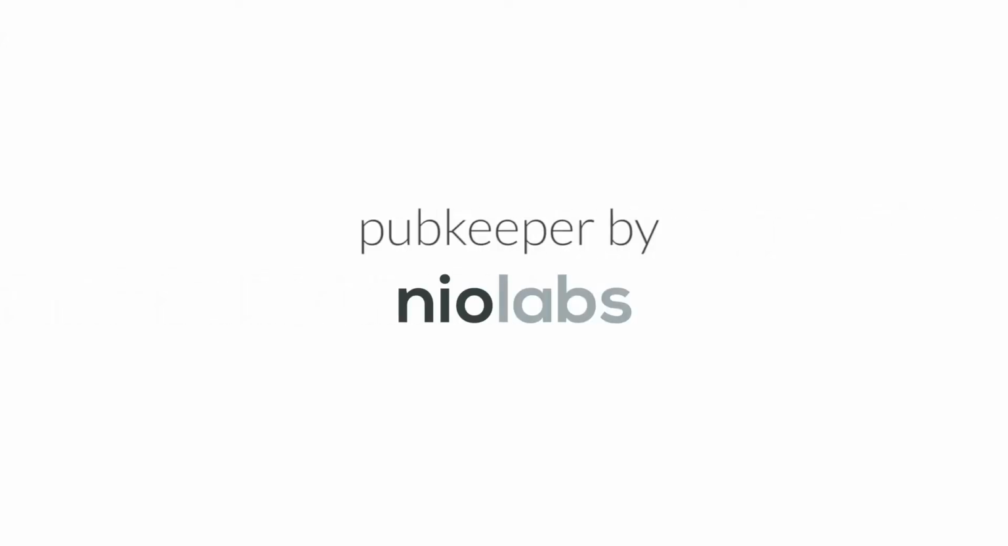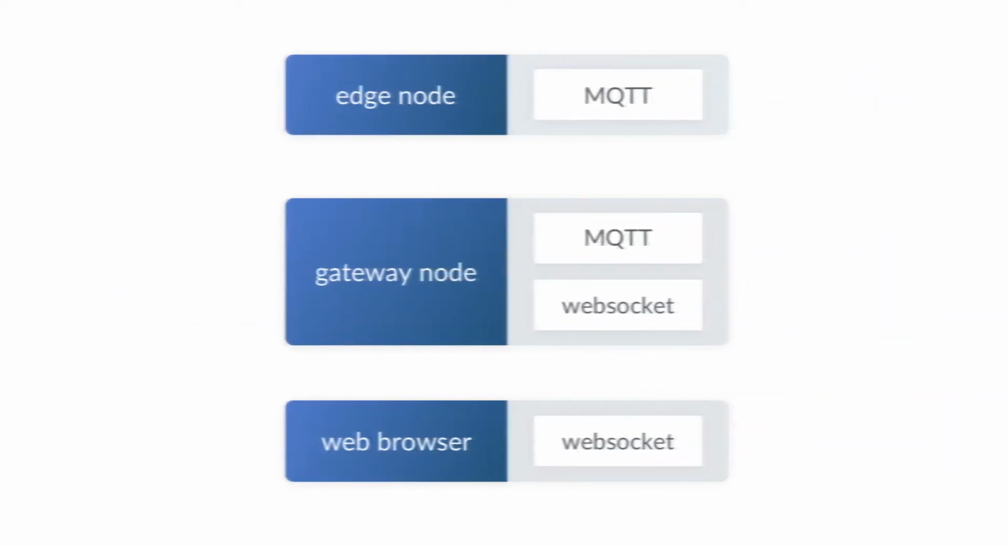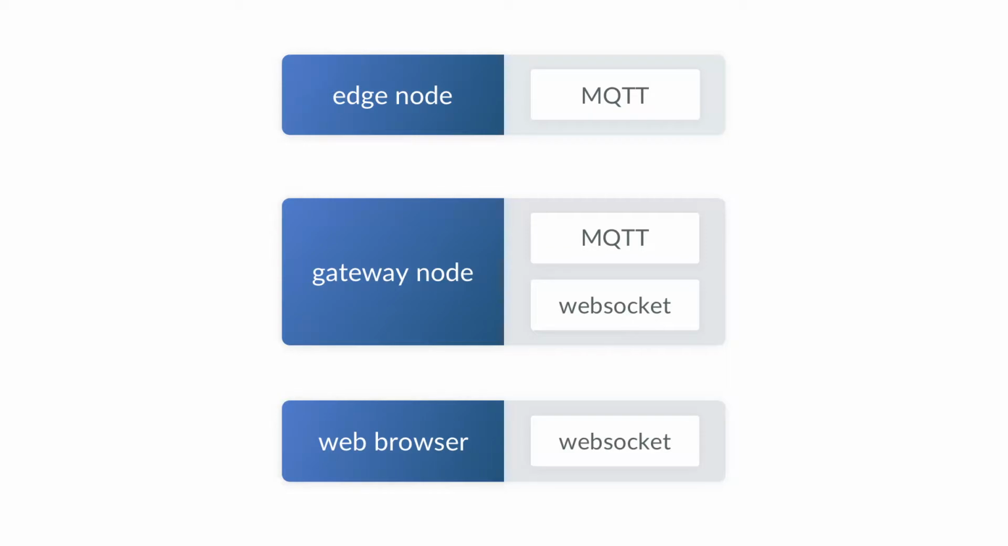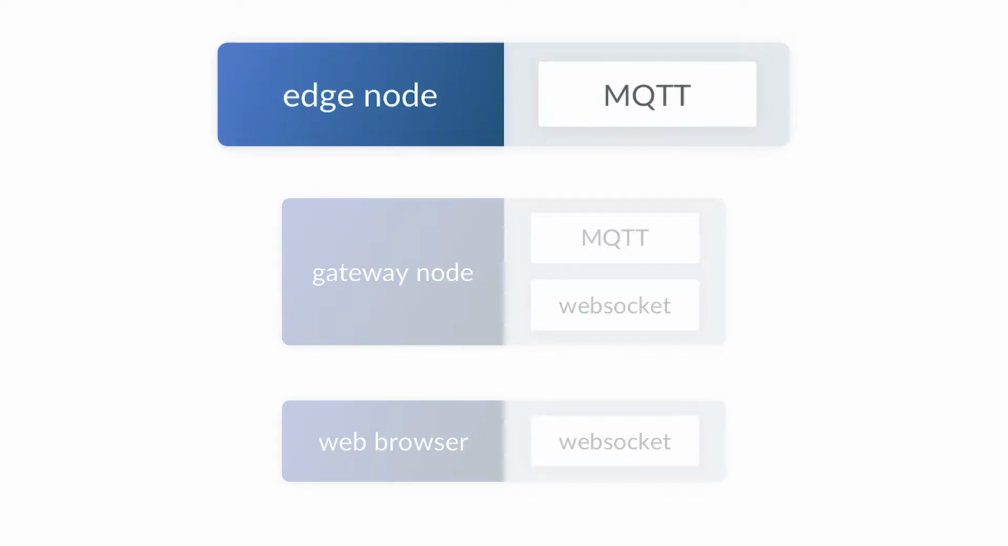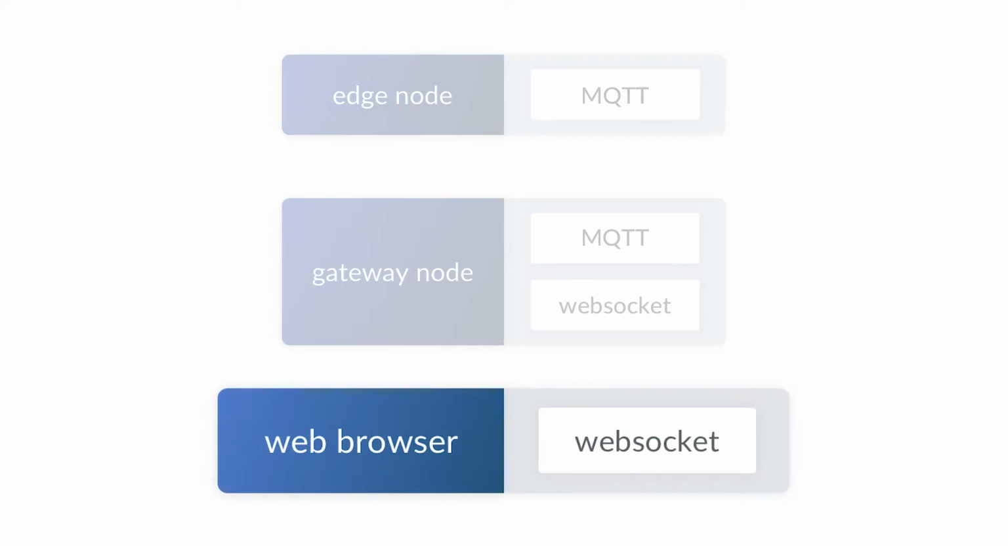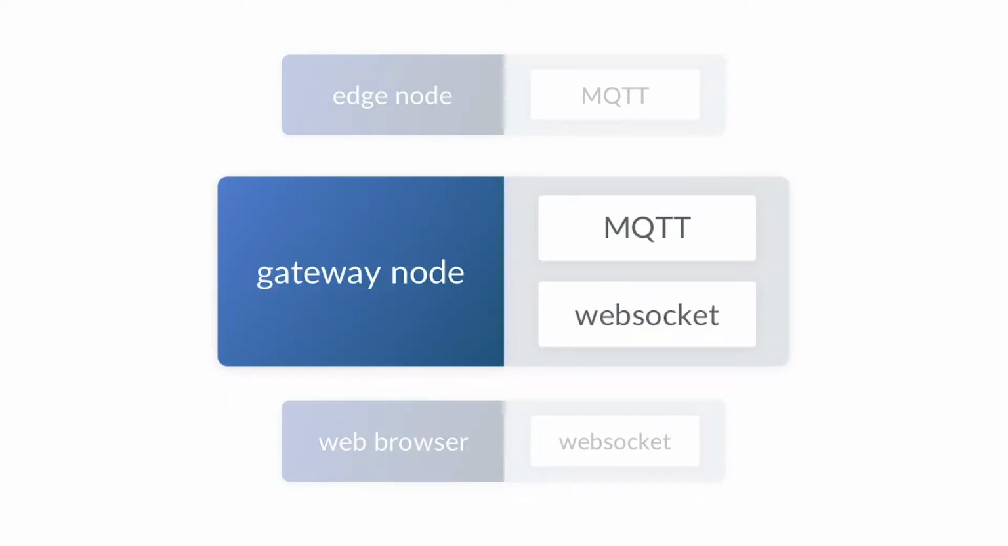Pubkeeper is a communications layer that allows disparate devices to communicate with one another in real time. Let's show you how it works. Here we have a system with 3 nodes: a lightweight edge node that only supports communication over MQTT, a web browser that only supports communication over WebSockets, and a gateway node that supports both of those protocols.